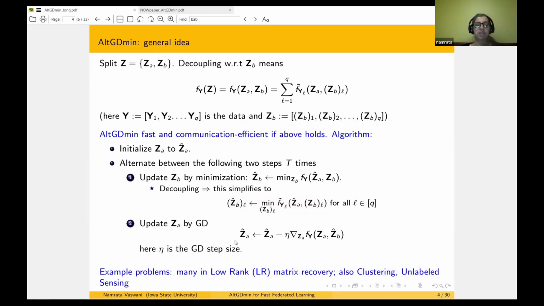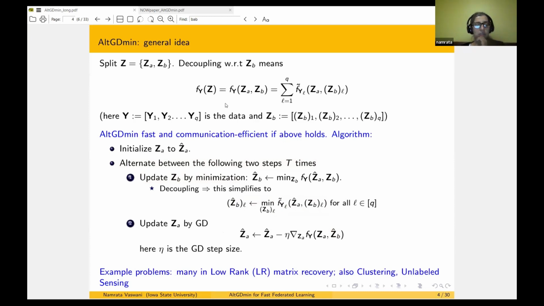And then you're updating ZA by just one gradient step at each iteration. So this is your overall iteration. You're alternating between a full minimization for ZB because it's quick, and a single gradient descent step for ZA, keeping ZB fixed at whatever previous value you got here. Okay, and eta is the step size.